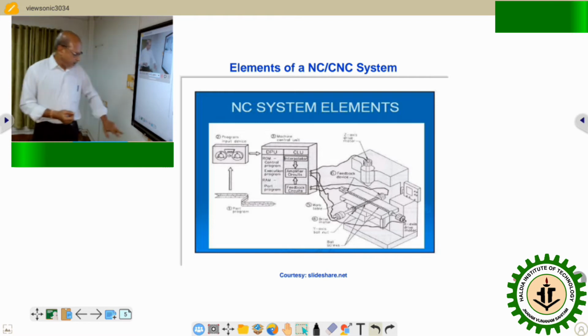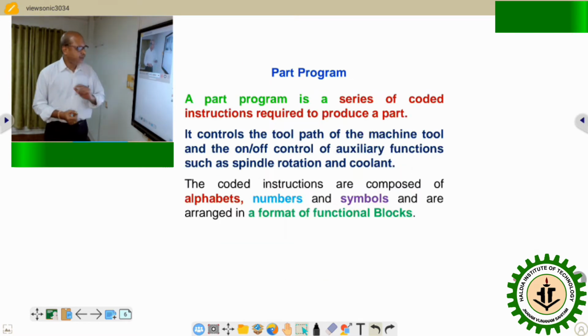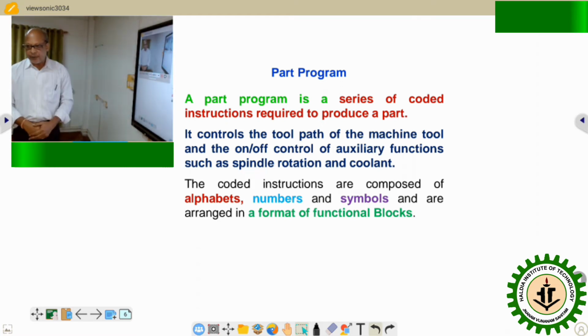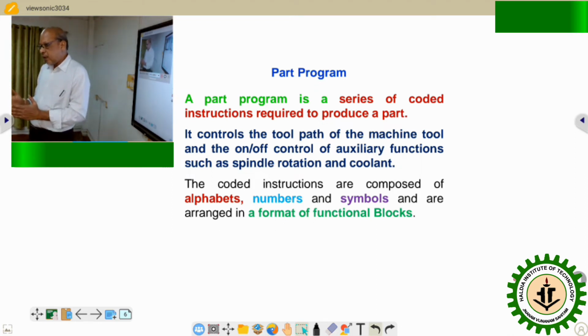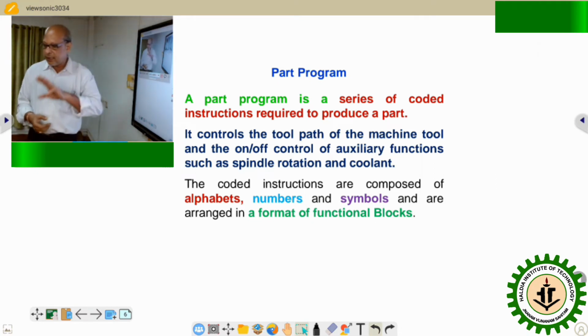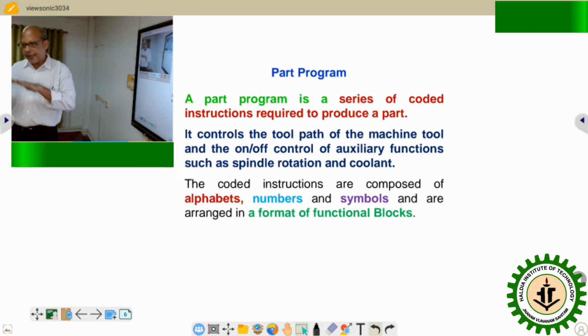Okay, so now we will consider one after another. Part program is a series of coded instructions required to produce a part. Whatever information or commands are necessary to convert the raw material into the finished component, everything has to be captured by the part program. It controls the tool path. There are basically two broad categories. One is regarding the tool path, which is the most prominent, the primary.